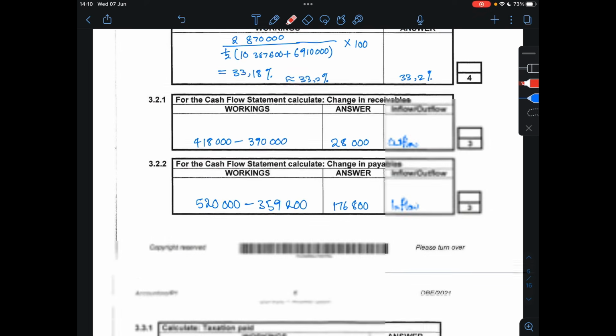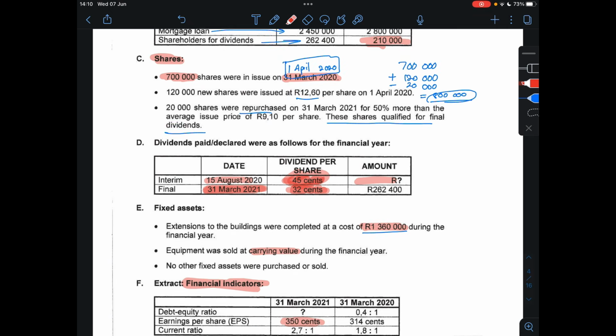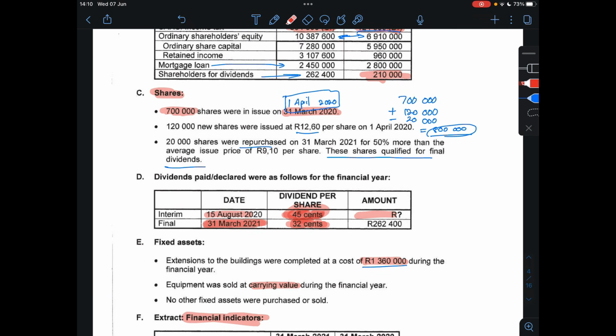All right, so we are checking the repurchase of shares. It's bullet number 2 of information C. It's 120 new shares were issued at 12.60 per share on 1 April 2020. Oh, sorry, I'm supposed to look at bullet number 3. Sorry about that. It's 20,000 shares were repurchased on 31 March 2021 for 50% more than the average price of 910 per share. It's 910 cents per share.